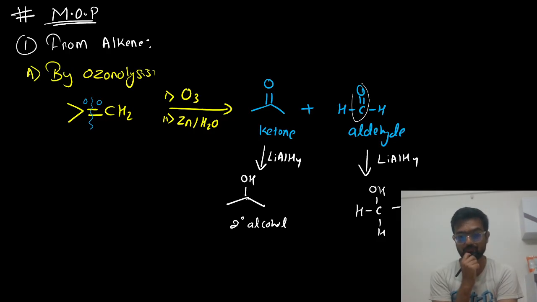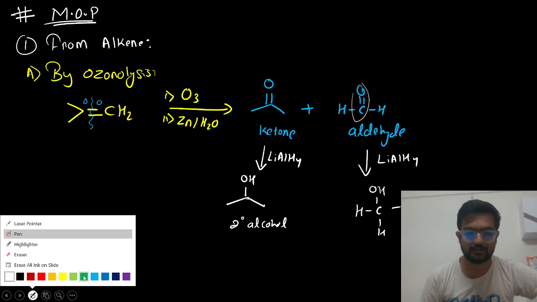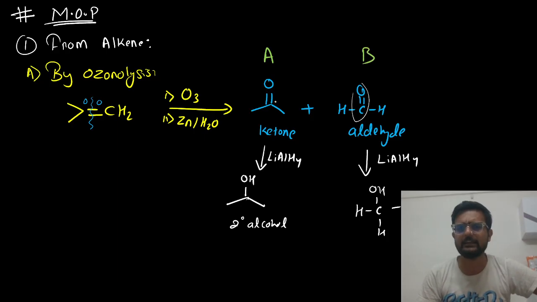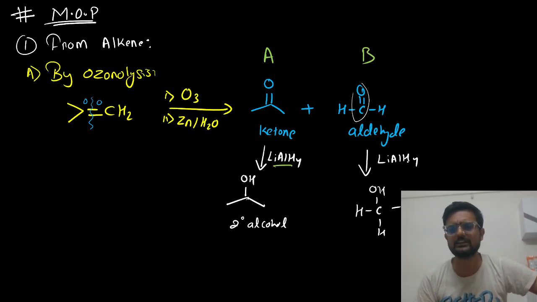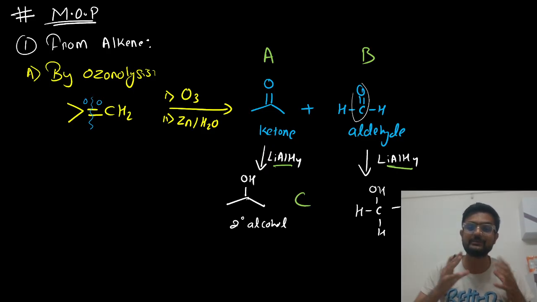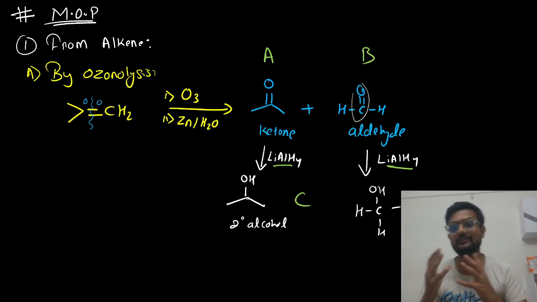Now, look at one more question. Let's say they are asking for competitive exams, how can they twist it? They will give you something like this was the reaction, you got two products A and B. Now both A and B were treated with a strong reducing agent, let's say LiAlH4. You got C and D. Now they will ask how you can identify between C and D which one is primary alcohol and which one is secondary alcohol. How do we do that?